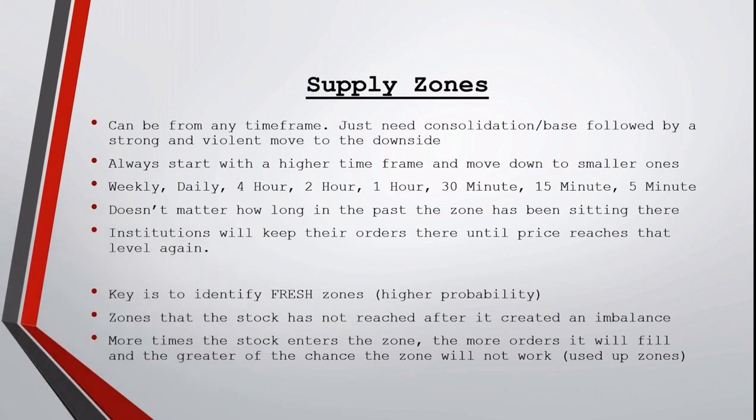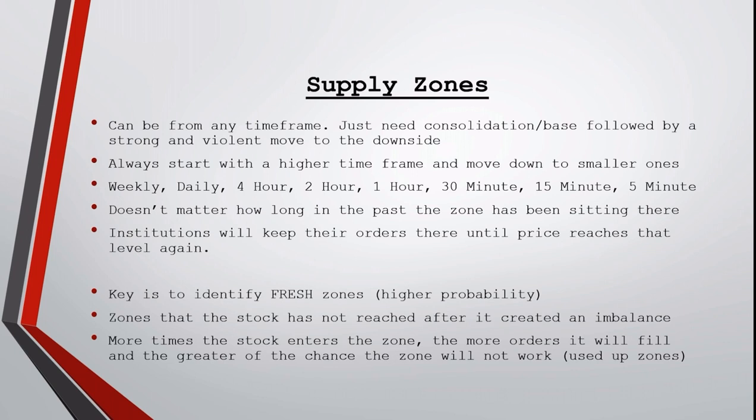Like I said, you could start with a monthly or weekly, then work your way to dailies, then 4-hour chart, then a 2-hour, 1 hour, 30-minute, 15-minute, 5-minute. You can still find supply and demand on a 5 or 15-minute chart, but I use the 5 and 15-minute charts for confirmation, candlestick rejections in a supply or demand zone. Then I enter the trade.